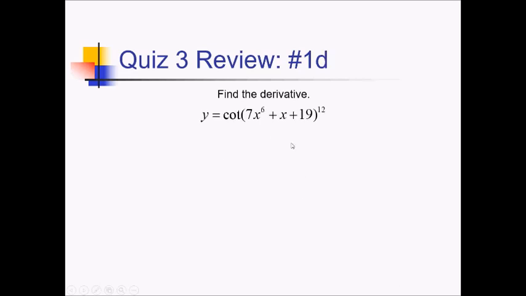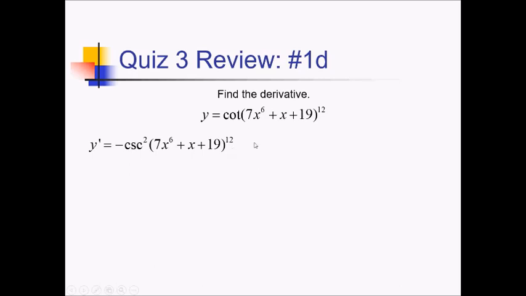For this problem, we're trying to find the derivative of this expression. For that, we're going to need a big chain rule. So the outermost function is cotan. We're doing cotan of all this stuff to the 12th. So the derivative of cotan is going to be negative cosecant squared of something. So negative cosecant squared of all this stuff to the 12th.